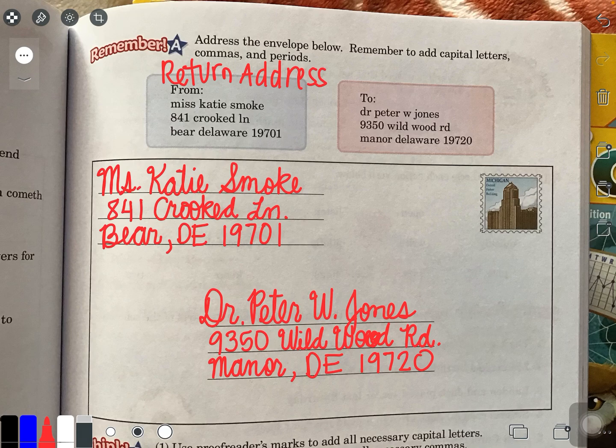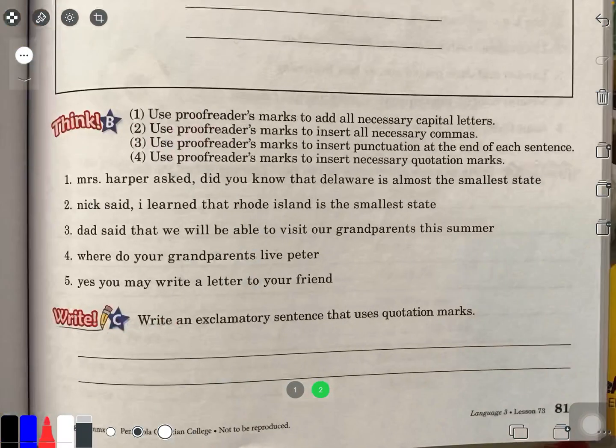Let's continue to the bottom part, right here. We're going to use proofreader marks to add all necessary capital letters, necessary commas, punctuation marks and quotation marks. Number 1, Mrs. Harper asked, did you know that Delaware is almost the smallest state? And it is a small state. It's super tiny when you find it on the map.